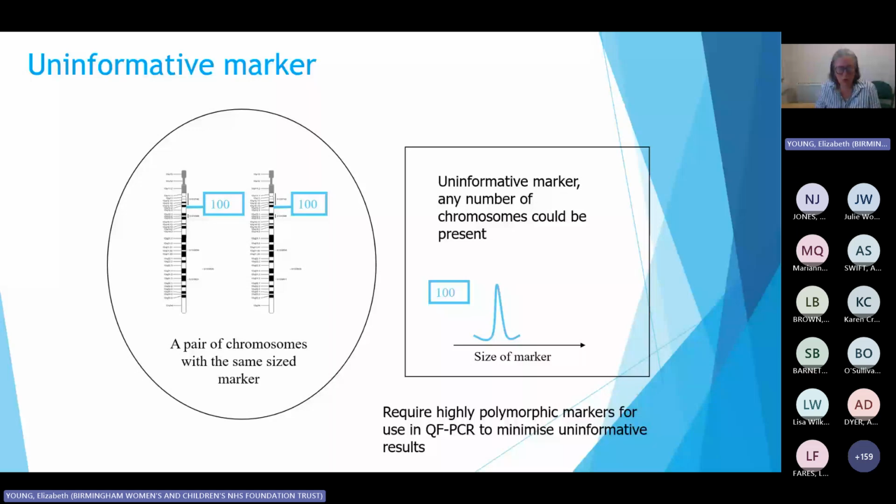So that's all uninformative means. It doesn't mean there's something wrong. It just means the markers can't give us the information we need. And so we will then go on to recommend a karyotype, because that is the gold standard test.